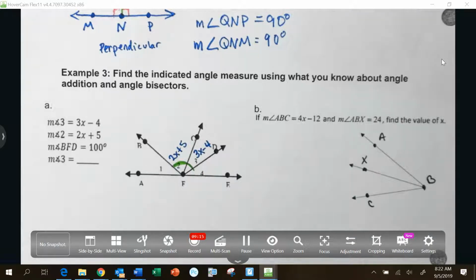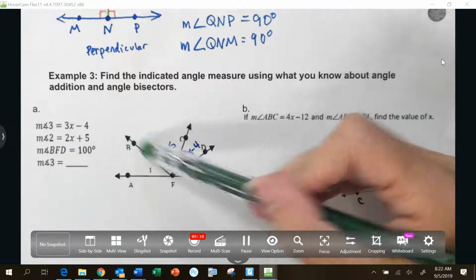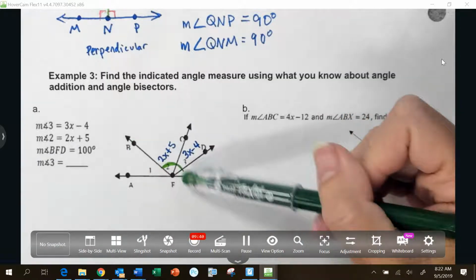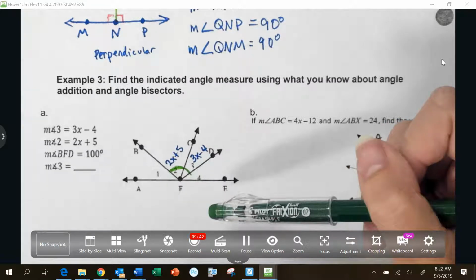And we have to find the measure of angle 3. Ideas? David, do you have an idea? Okay, think a little longer. We know measure of angle 2. We know angle 3. We know BFD, which I colored in green, is 100.